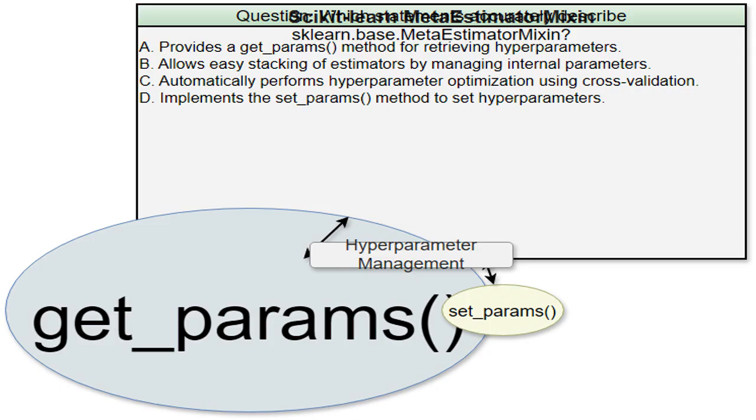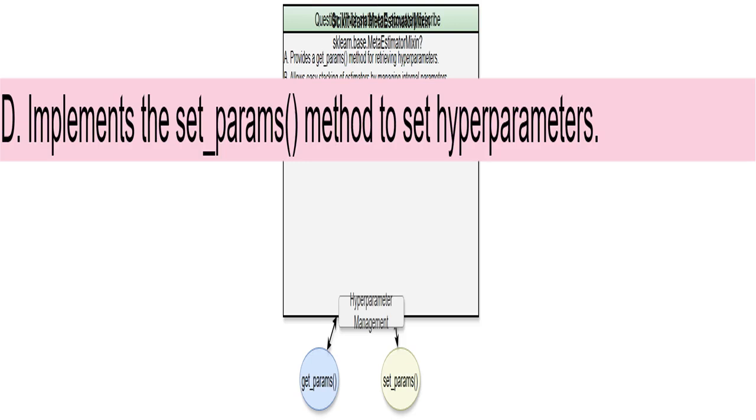This is a method, a function within a class, provided by the MetaEstimatorMixin. It's used to retrieve or get the hyperparameters of a machine learning model. Hyperparameters are settings that control the learning process itself, not the model's parameters learned from data. Think of it like adjusting the knobs on a machine to get the best output. This is another important method included with the MetaEstimatorMixin. It allows you to set the hyperparameters of a model. You can use it to change the settings of a model before training or to experiment with different configurations.